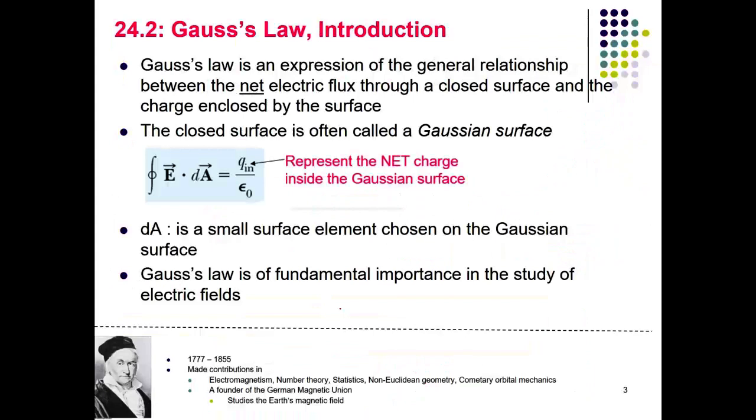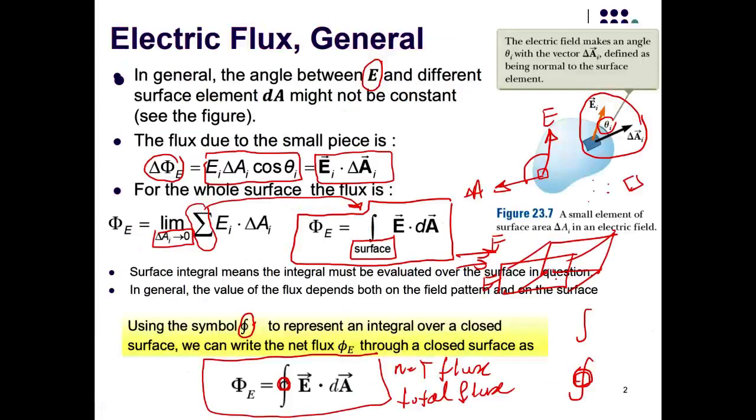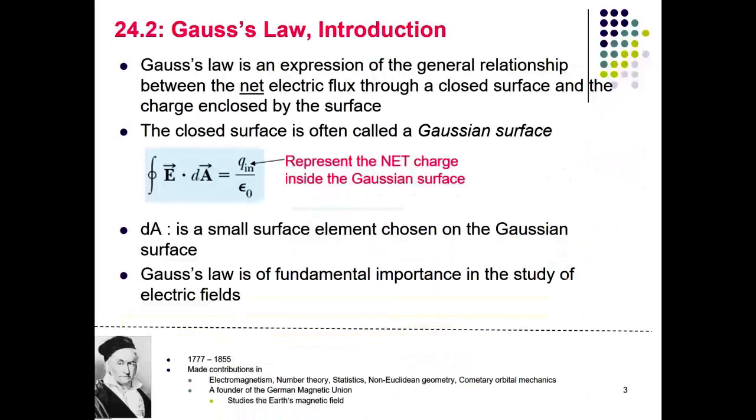Okay. Now, why did we need this flux definition? Because we needed to introduce Gauss's law. So what's Gauss's law? Gauss's law is simply an equation, a law. It says the following: the total electric flux going through a closed surface.